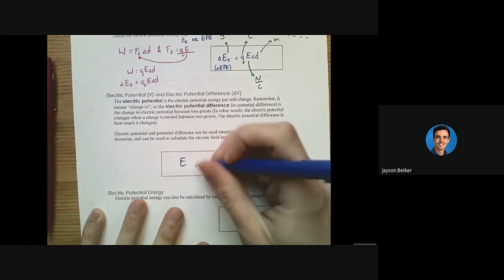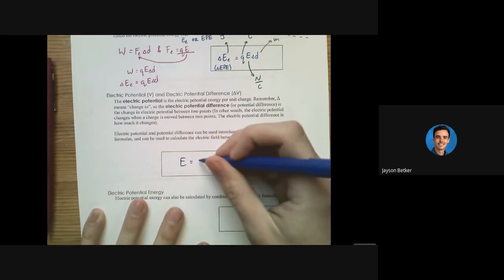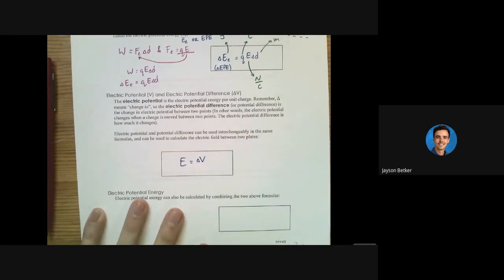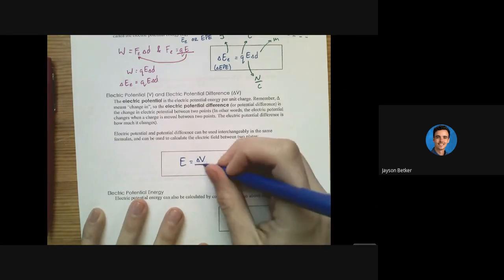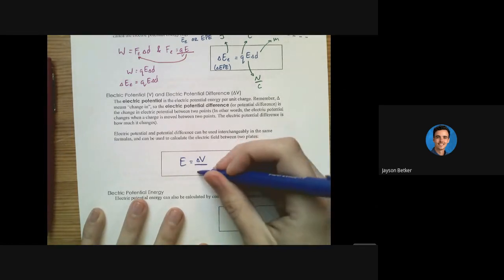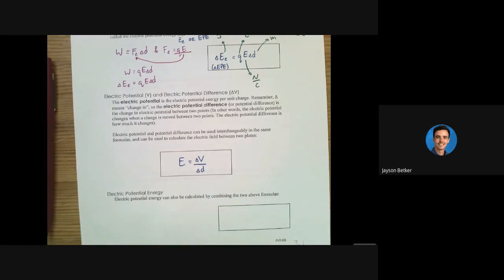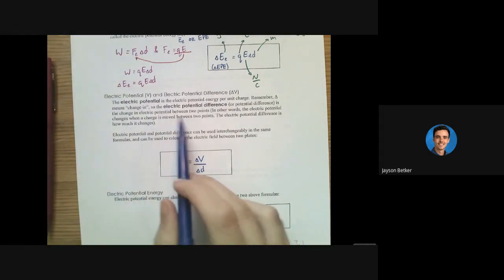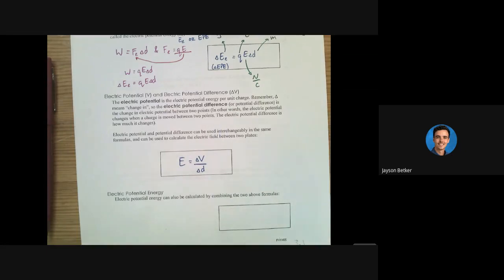And the relationship is like this. The electric field is equal to the electric potential difference, delta V, or capital V if you don't have that delta, divided by delta D. So it's the electric potential difference, and it's also important how much you moved it. That's what we set up here, right? When a charge is moved between two points, that means the distance, or the displacement, between those two points.